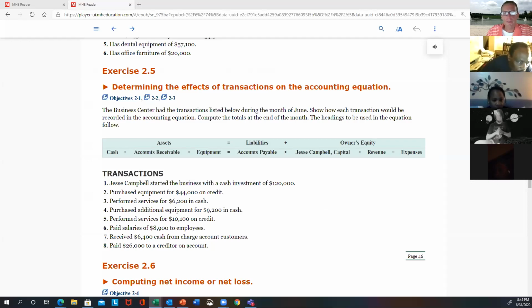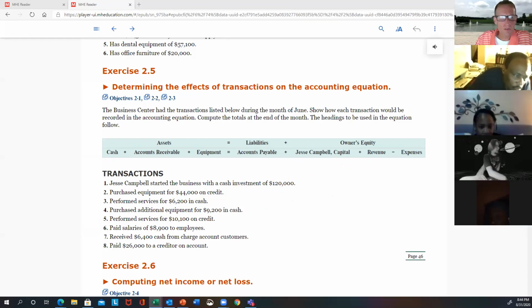We've got perform services, 6,200 in cash. So we know cash, and perform services is going to be revenue. So cash will what? Increase or decrease? What do you think? Anybody? Increase. You got increased cash, and then the revenue part of it will also increase by 6,200.